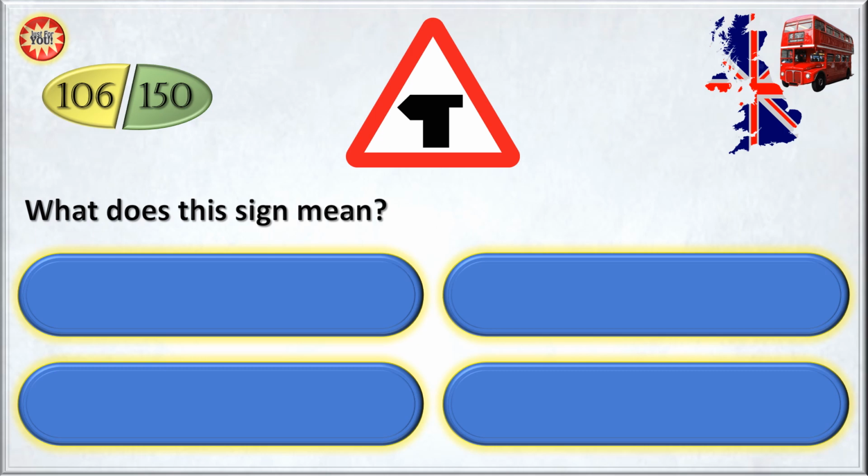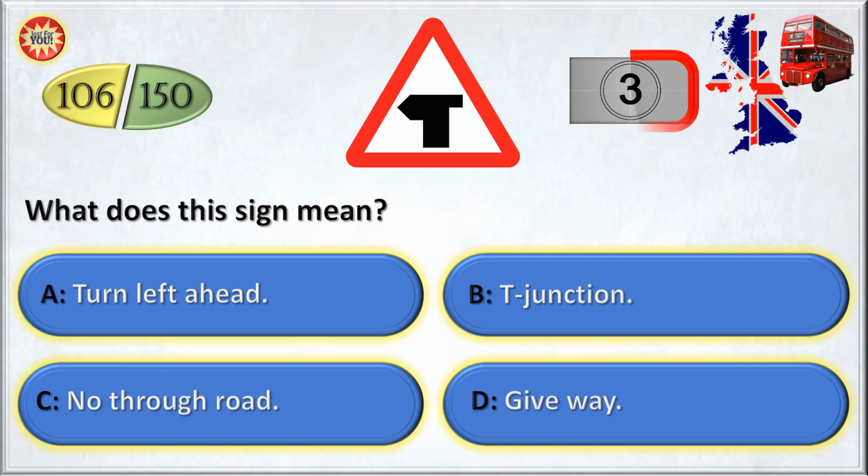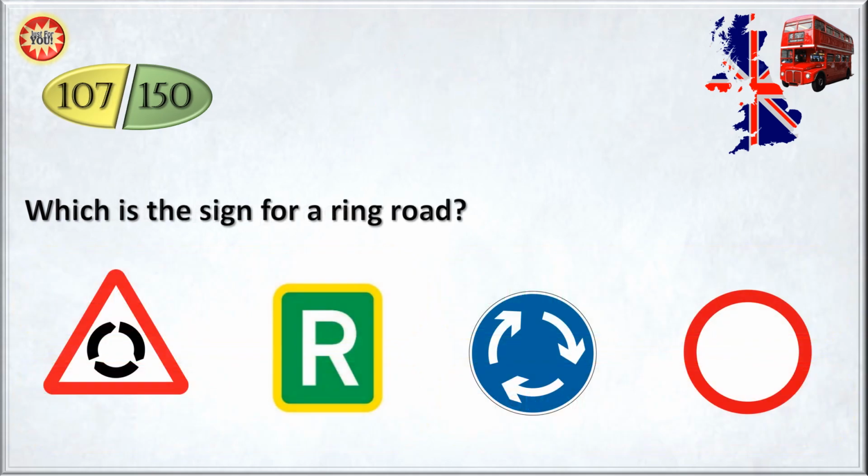What does this sign mean? Turn left ahead. T-junction. No through road. Give way. T-junction. Which is the sign for a ring road?